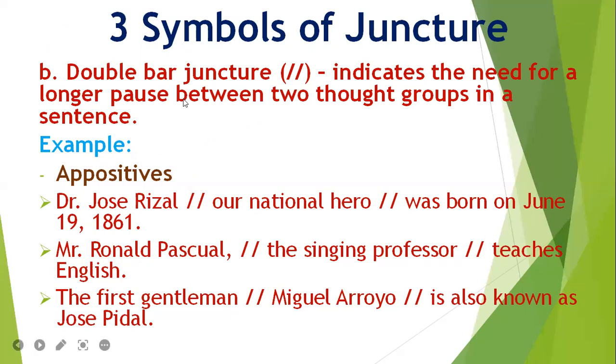So we have three sentences here. For this one, this is under a positive. So Dr. Jose Rizal, our national hero, was born on June 19, 1861. And then you have Mr. Ronald Pascual, the singing professor, teaches English. And then we have the first gentleman, Miguel Arroyo, is also known as Jose Vidal.